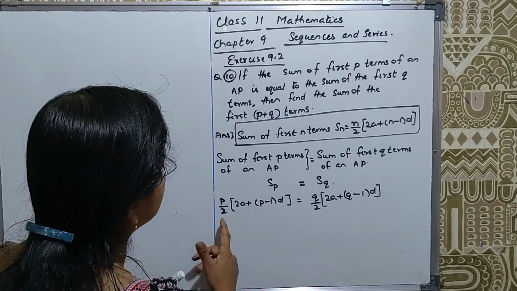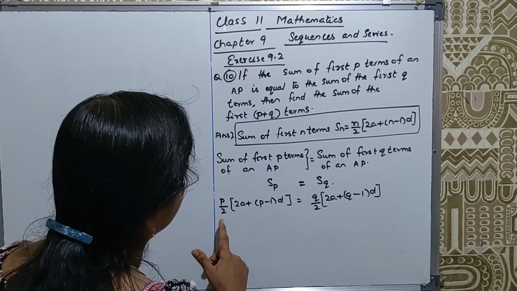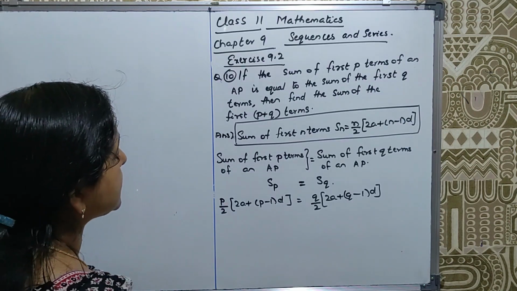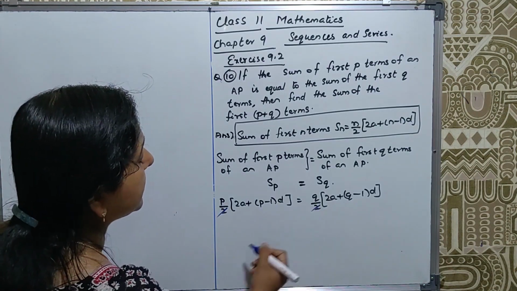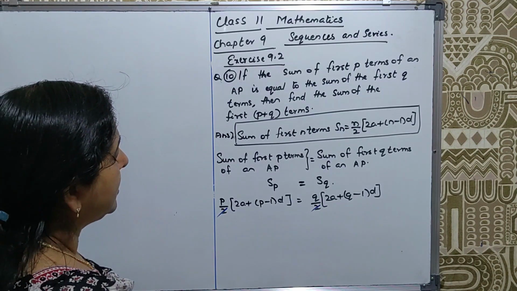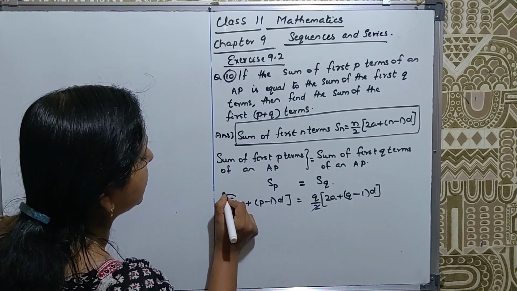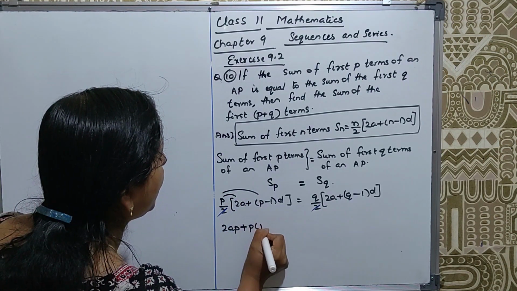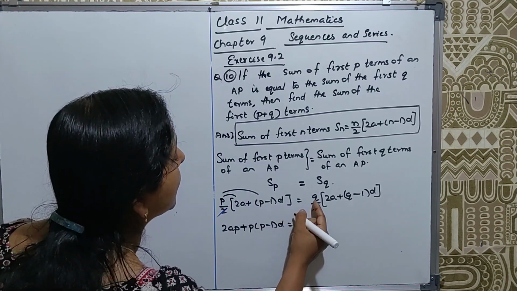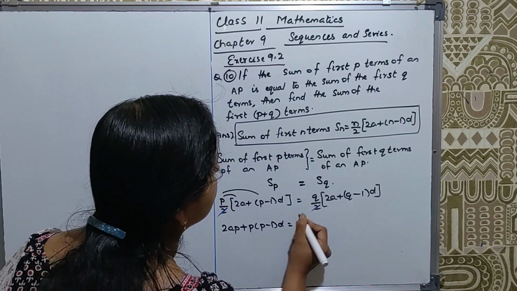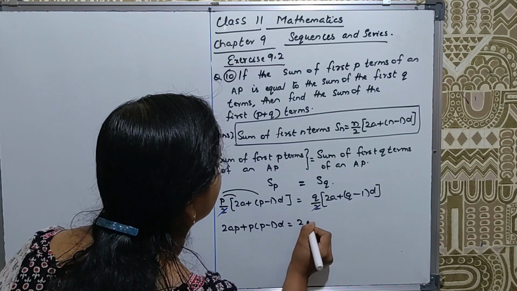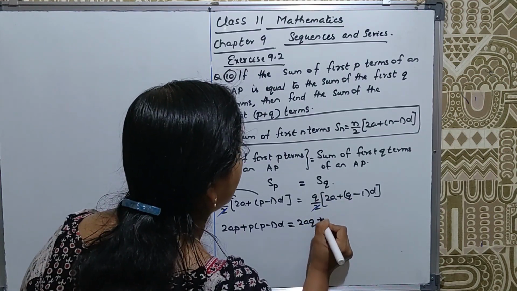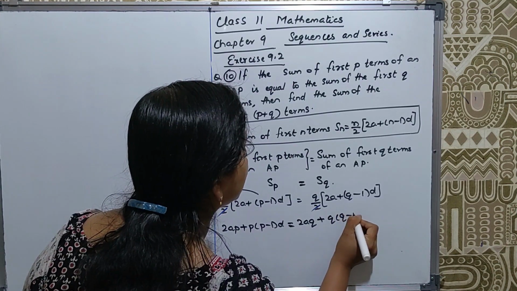Now in this case, this 2 in the denominator will be cancelled, because when you take 2 from left to right, it will go to the numerator. So directly we are cancelling 2 and 2 in the denominator. Now we'll open the bracket. We'll multiply each term inside the bracket with p. So it will be 2ap plus p into p minus 1 into d equal to again q into each term inside the bracket, q into 2a, that is 2aq, plus q into q minus 1 into d.